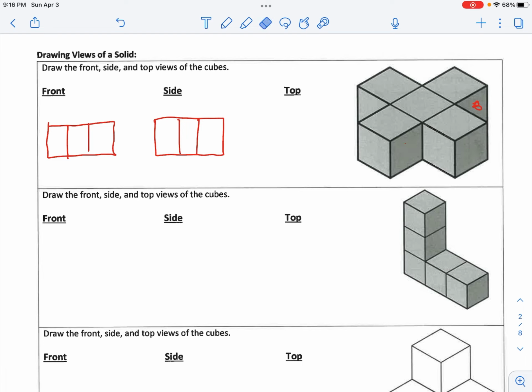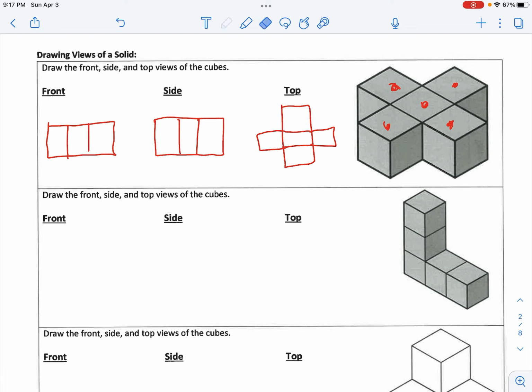And then last, if we're looking at it from the top, we would see all 5 of them. So that one is going to look just like the plus sign. It's going to look very similar to what we're looking at now. Okay. So that's what it would look like from the top because we're looking at all 5 straight down at it.